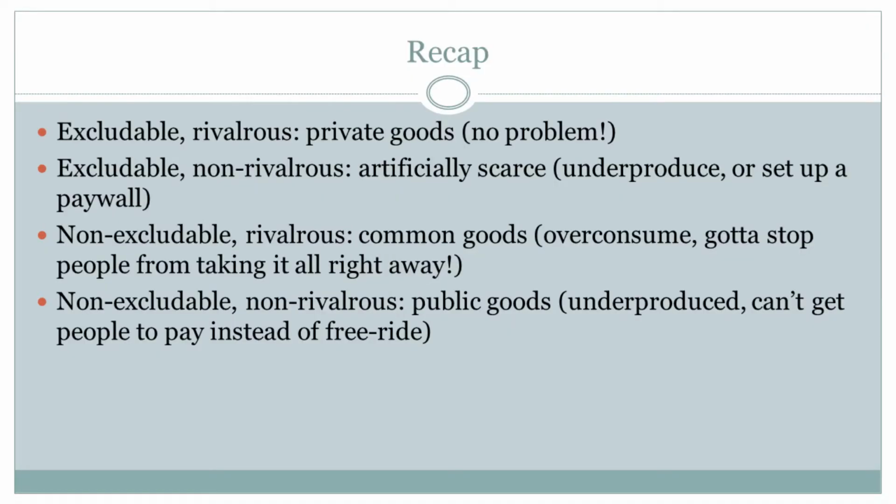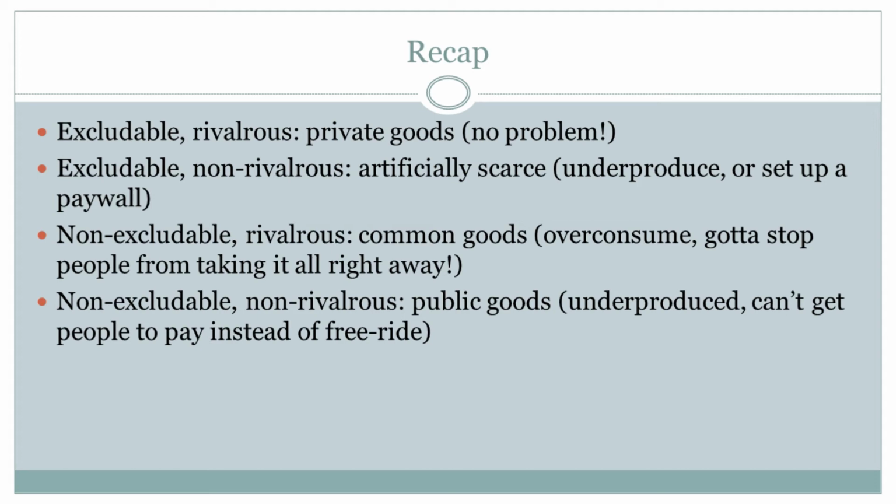So to recap this excludability and rivalry thing: excludable and rival goods are what are called private goods. They're the standard type of goods we've been covering. Things that are excludable but not rival are called artificially scarce. These will either be underproduced because we're going to set a high price for them, even though the efficient price is 0, or we could set up a paywall where you pay up front to access many different units of it at a low price.